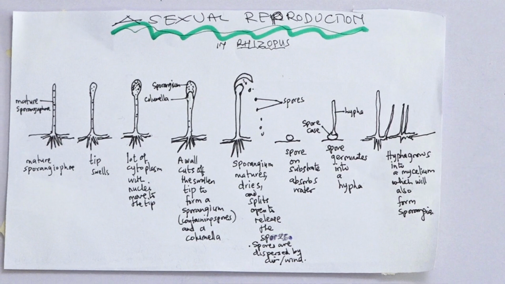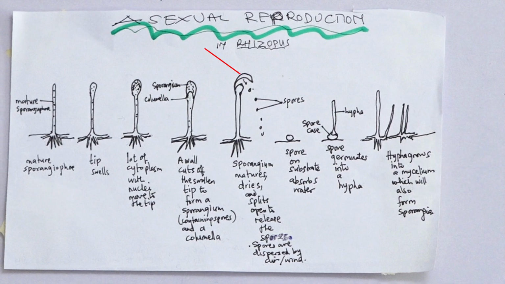It's going to form a sporangium, and very soon a wall is cut off. All right, and that wall is the columella, and this part becomes a sporangium. The sporangium is filled with a lot of spores, and the spore is a nucleus with cytoplasm and a thick wall around it. And when the sporangium matures, it dries, and the sporangial wall breaks, it breaks with force.